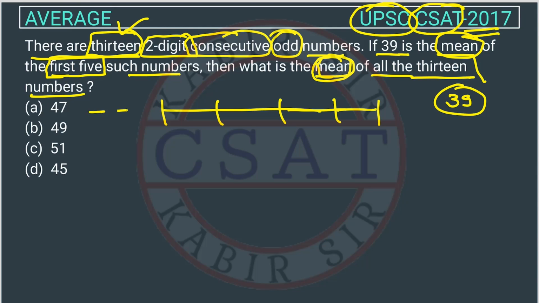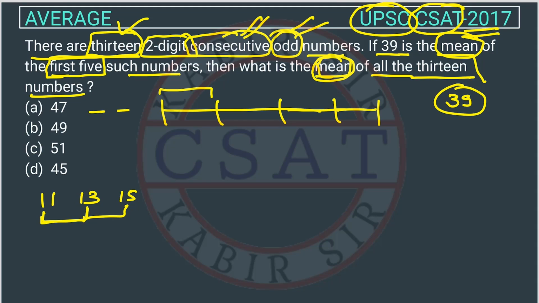Right. And we know that these are 2-digit numbers. And these are consecutive. This is a very important point here. These are consecutive odd numbers. So we know these numbers will be odd numbers. And consecutive means if I am giving you 11, so the next odd number will be 13 and the next will be 15, because these are consecutive numbers, right? So these are consecutive odd numbers, right?